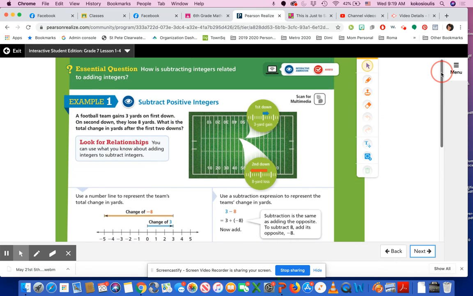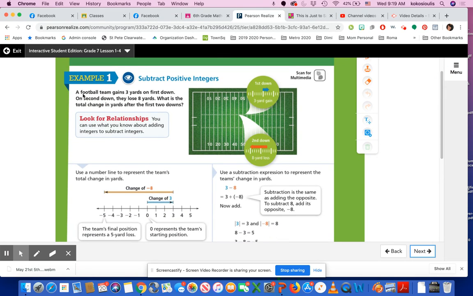So let's take a look at this. I love football, so this is kind of cool. A football team gains 3 yards. So right away, just for my sake, I like to put a +3 right on top of the problem on the first down, and then they lose 8 yards. What is the total change in yards? So first they gain 3 and then they lose 8. And guess where they end up? They end up at -5.